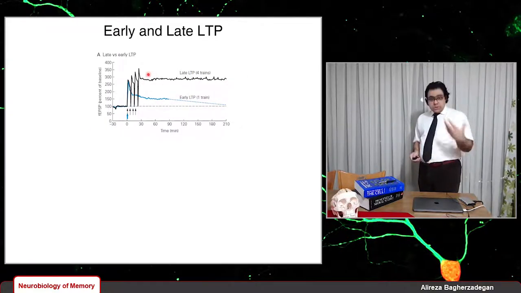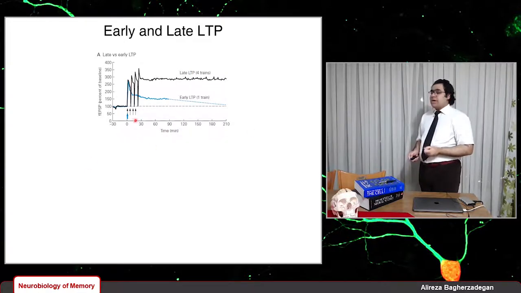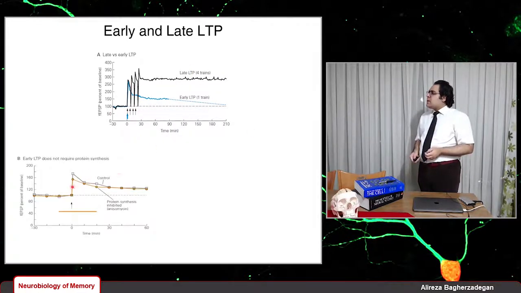But when we repeat that tetanic stimulation 3 or 4 times, when we have 4 trains of tetanic stimulation, we induce a larger potentiation in EPSPs and a greater LTP, and that late LTP is going to last up to 8 hours. Only the very first 3 hours are shown here, but it may last up to 8 hours. So when we repeat that tetanic stimulation, we get late LTP that lasts longer. This is the duration of early and late LTP.